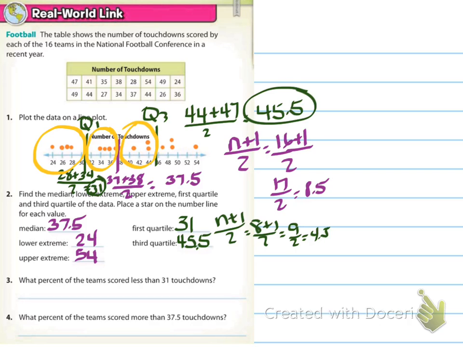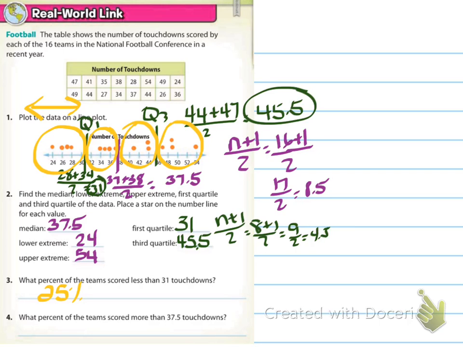This group is 25% of the data. And this group is 25% of the data. So if I'm looking for the ones that are under 31 touchdowns, then I'm just looking for this space right here, which is 25% of the touchdowns.